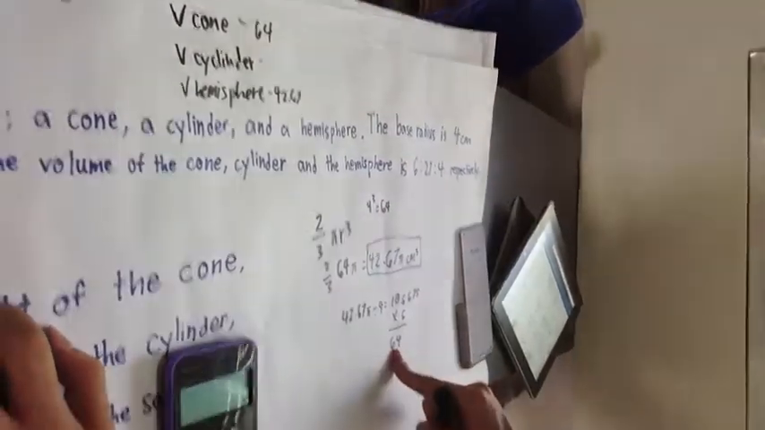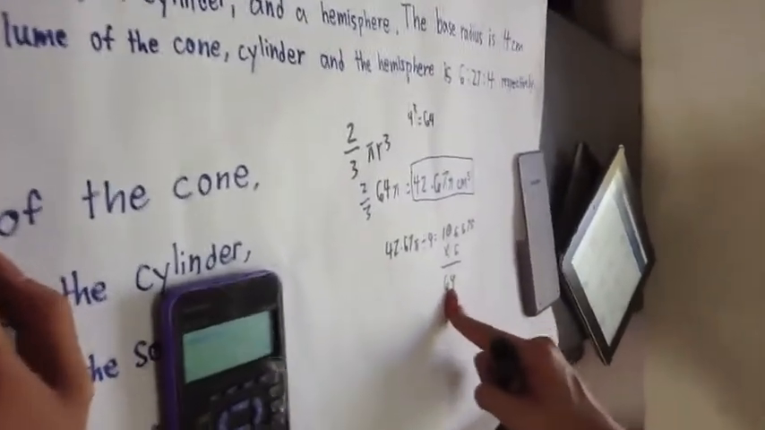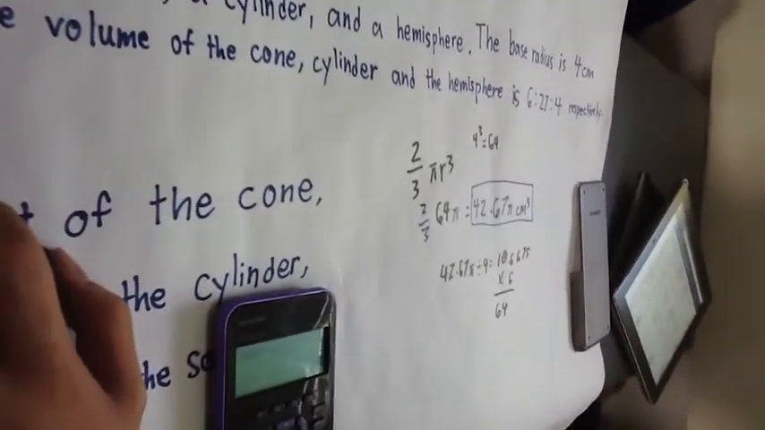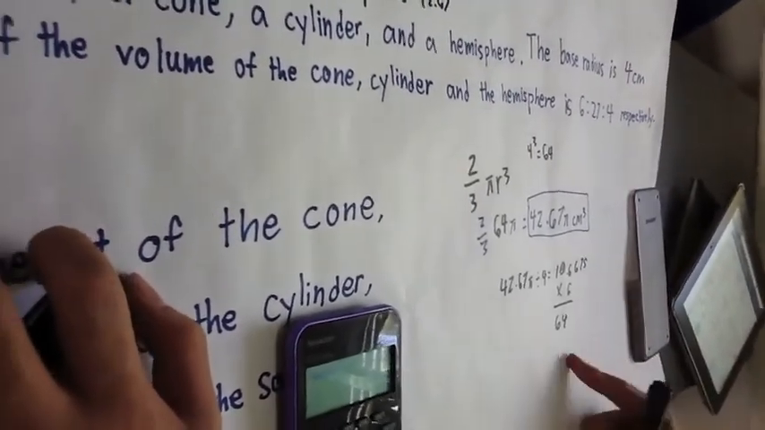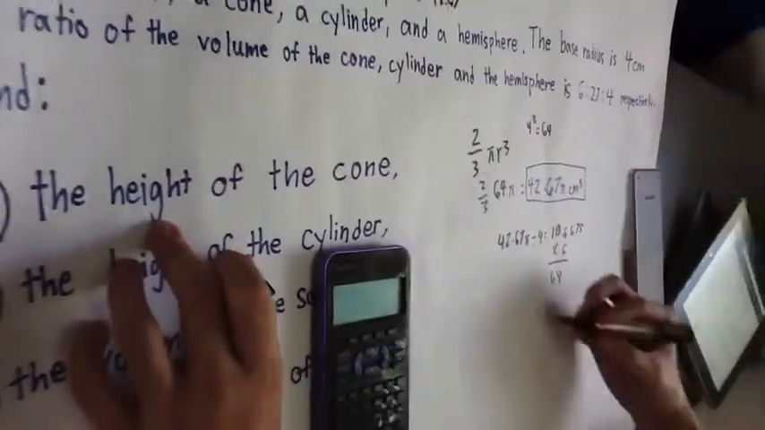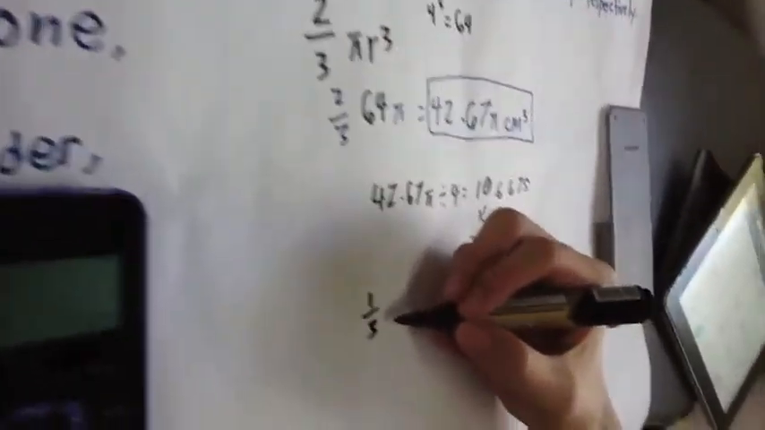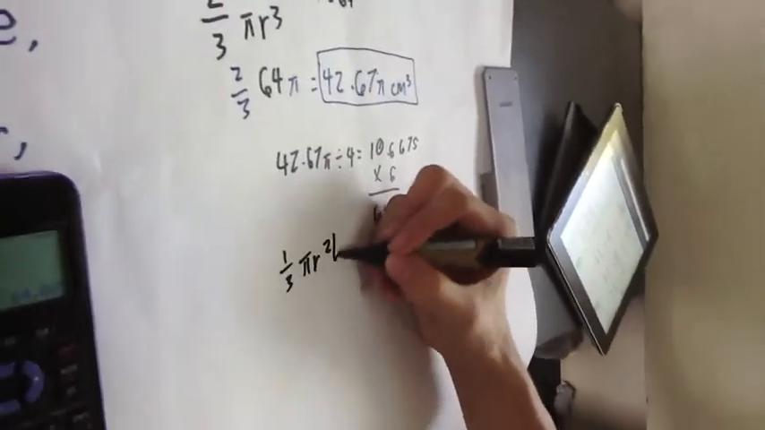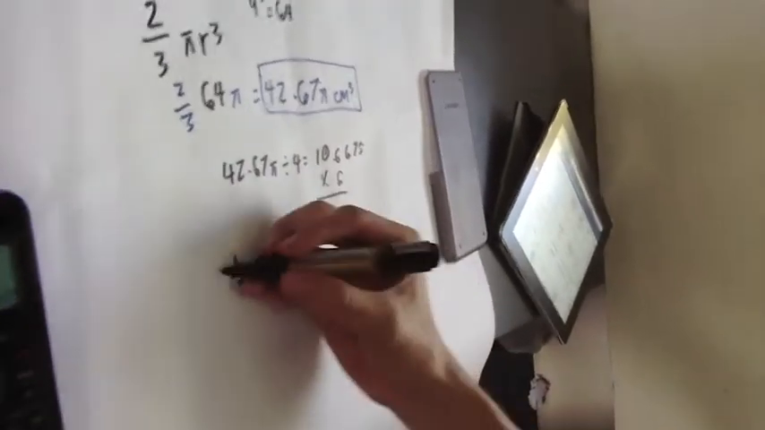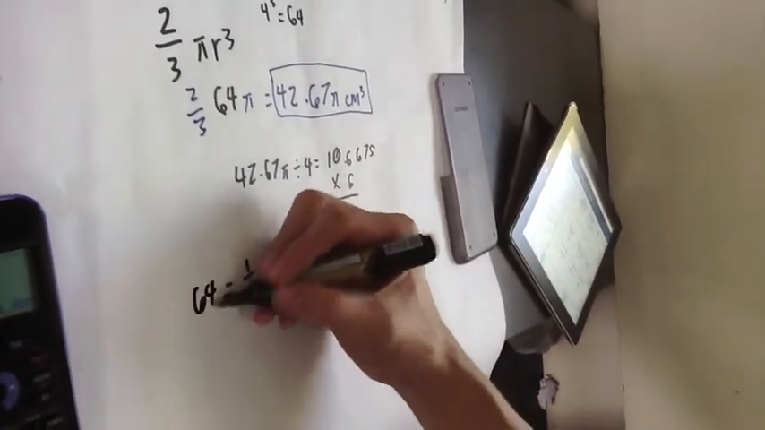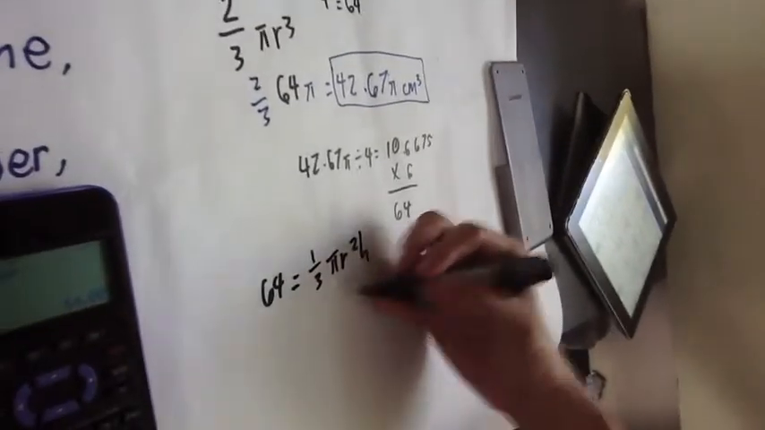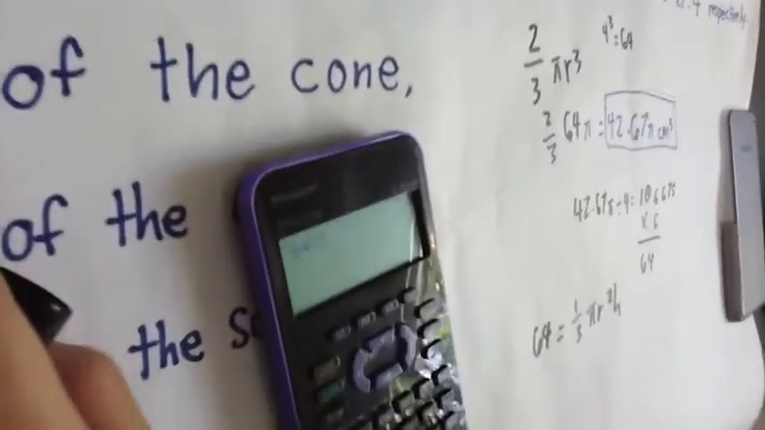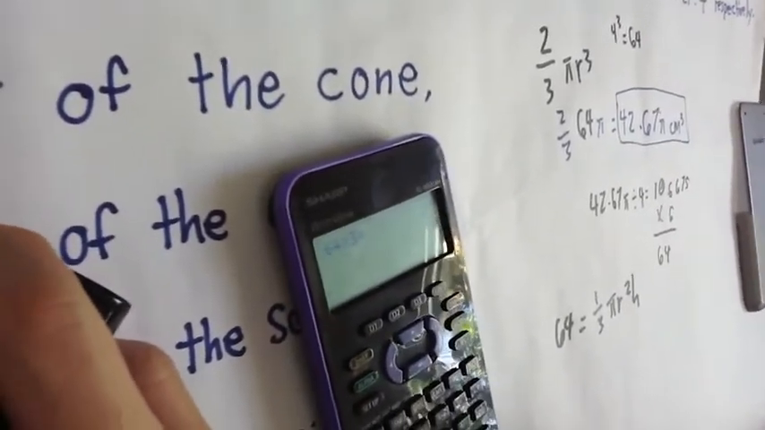Now that we know the volume of the cone, which is 64, we're going to use the formula of the cone to find the height. So it's 1/3 pi r squared times height. We all know that the volume is 64. So 64 times 3 is 192.